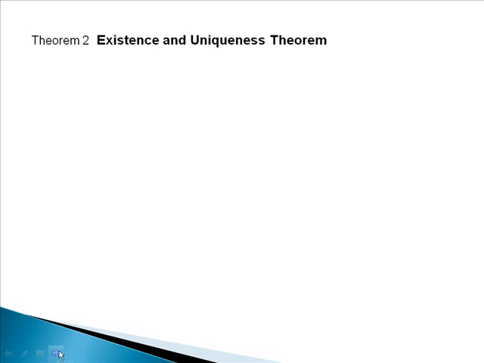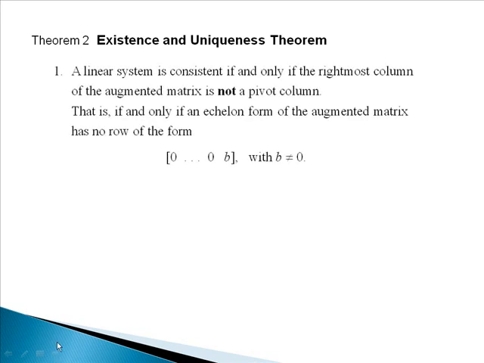That leads us to Theorem 2, the existence and uniqueness theorem. Number 1, a linear system is consistent if and only if the rightmost column of the augmented matrix is not a pivot column. That is, if and only if an echelon form of the augmented matrix has no row of the form all zeros and b, where b is not 0. If we had something where b was not 0, then we would end up with an equation of the form 0 equals a number, which means it's not consistent.